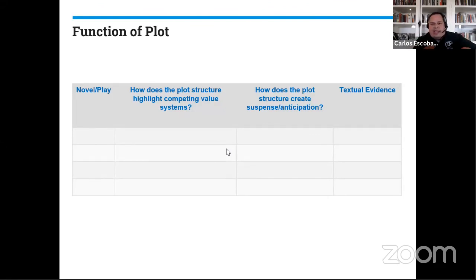But if you really want to get, again, we're talking about Unit 9, we're talking about the end of the course, we're talking about the greatest level of complexity here. Look at the arrangement of the plot.